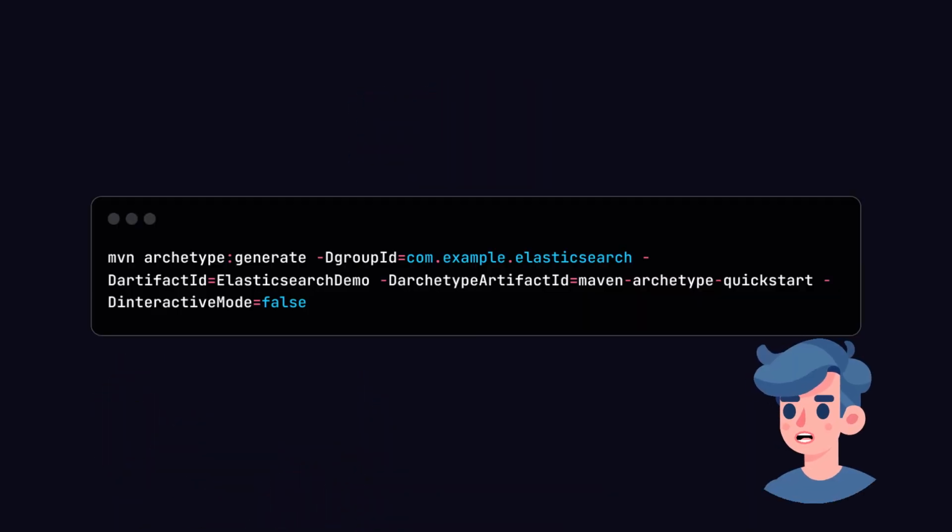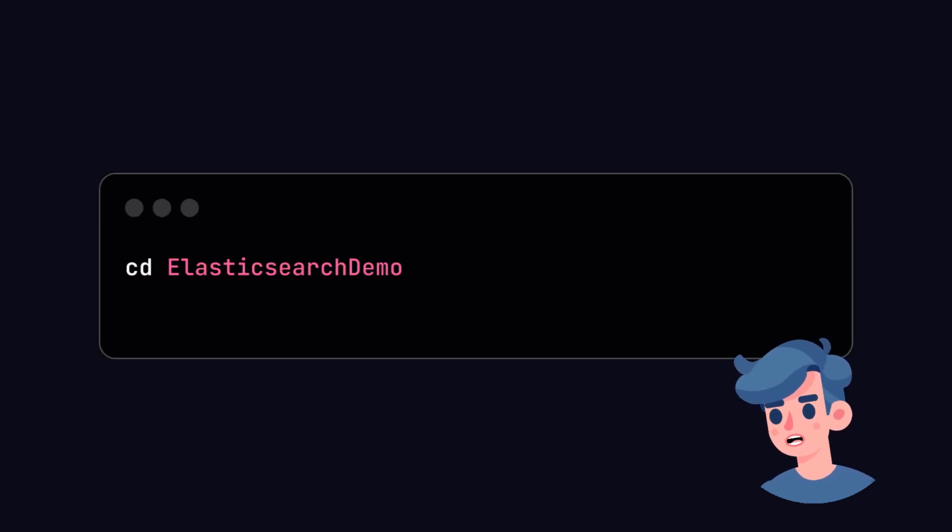Now, let's set up a Maven project for our Java application. Open your command line and create a new directory for your project. Run the following commands to initialize the project. Next, navigate to the newly created project directory with the command.